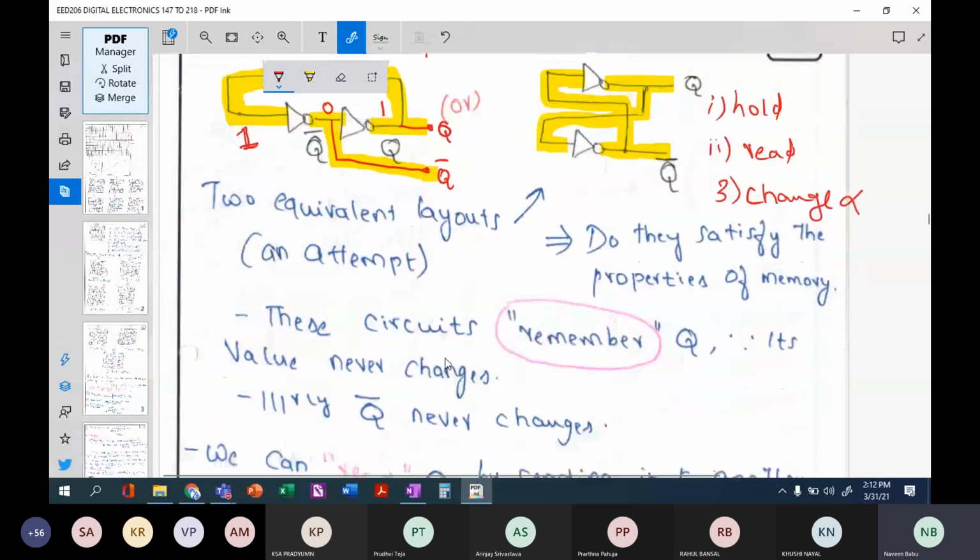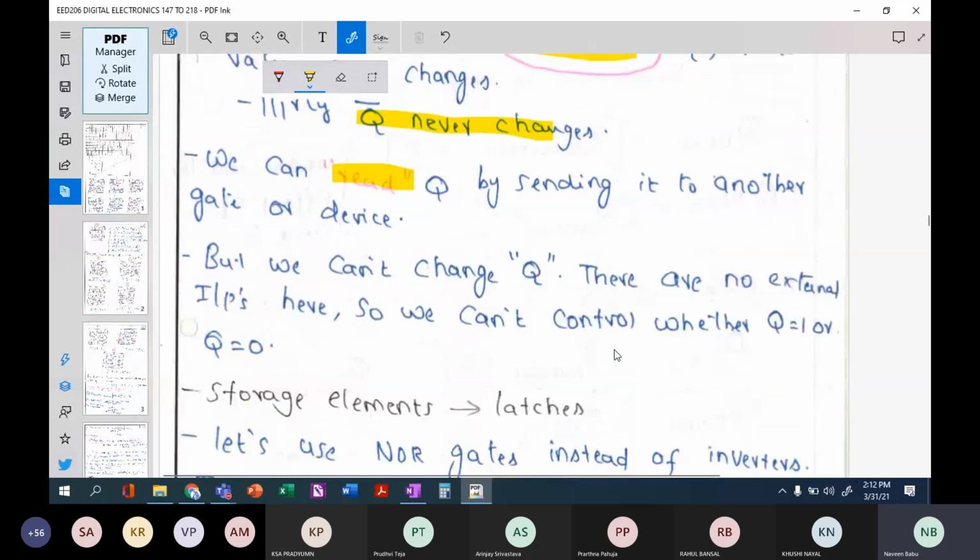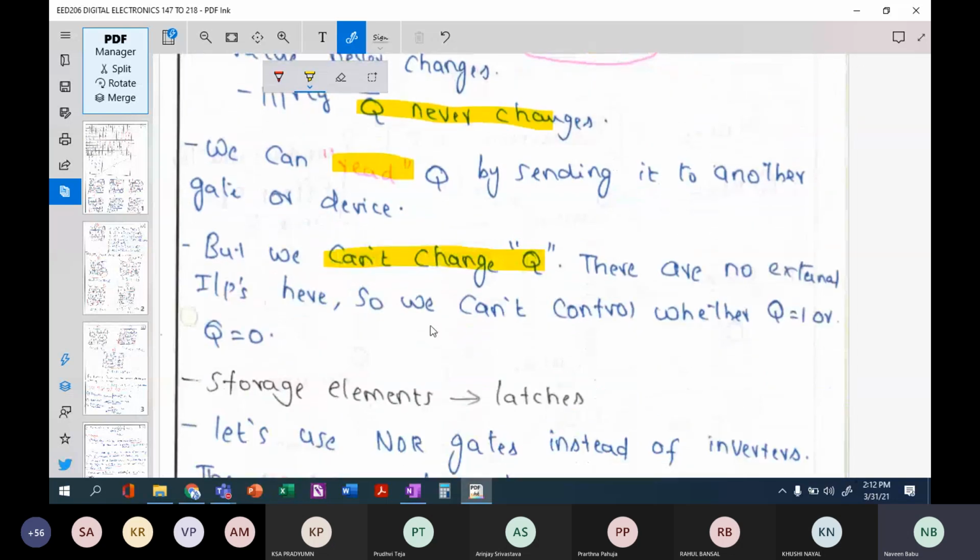So then how do you make a change? This is all about what I said now. You have to first check whether this circuit remembers anything. Yes, it remembers the value of Q through a loop. Similarly, Q bar also remembers. You can read the data by tapping outside, but we cannot change the data, right?